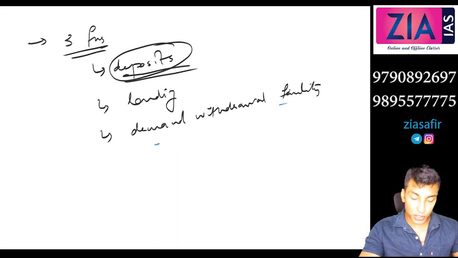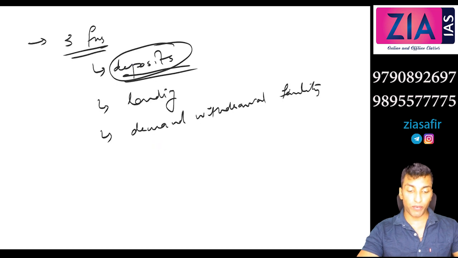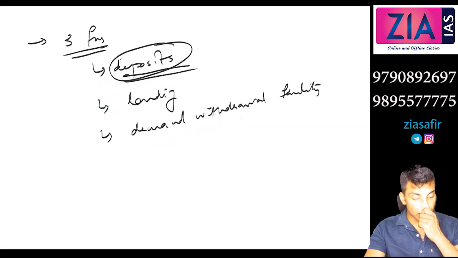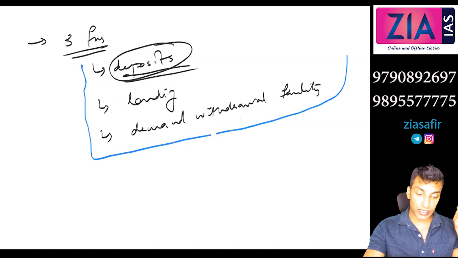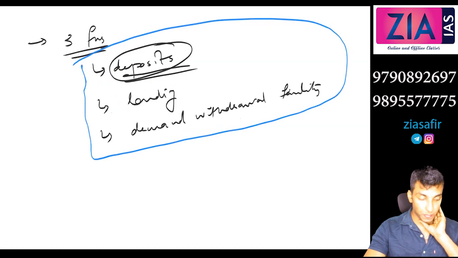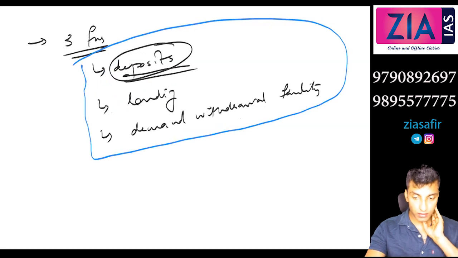Similarly, when we talk about post office banks, why are post office banks not coming under the category of banks? There is deposit, there is demand withdrawal facility also, but there is no lending. You got it? So any financial institution which satisfies these three conditions or performs these three functions is what you call banks. Are we okay?